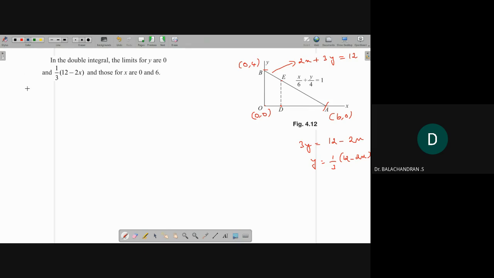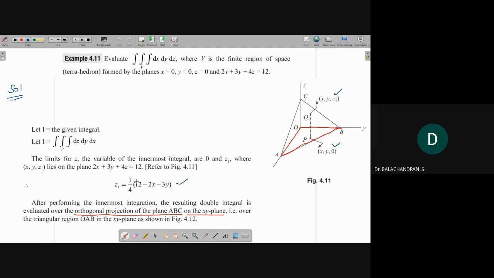So I is equal to the integral, first x equal to 0 to 6, and y equal to 0 to 1 by 3 into 12 minus 2x, and next z equal to 0 to 1 by 4 into 12 minus 2x minus 3y.